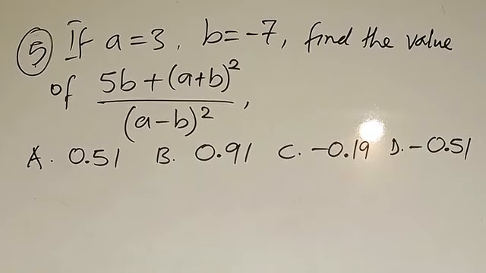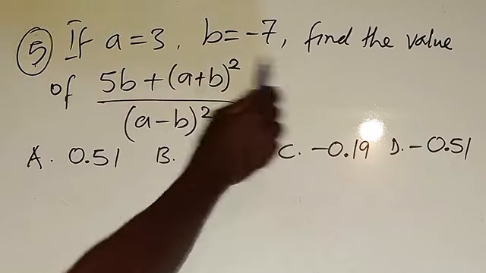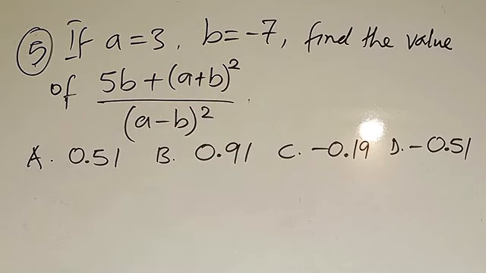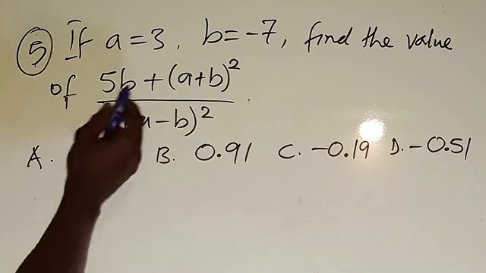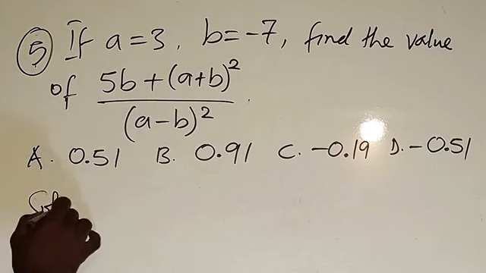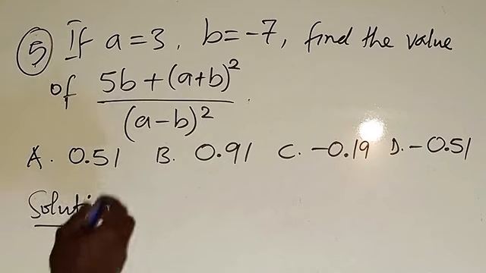So this is question 5 of the algebraic fractions we are doing. If a equals 3 and b is minus 7, we want to know the value of this. So what we are going to do here is substitution. Therefore, anywhere we see a, we put 3, and anywhere we see b, we put minus 7. But before we move on, just pause the video, do this question yourself, come back and check your solution, to confirm whether it's right or not.